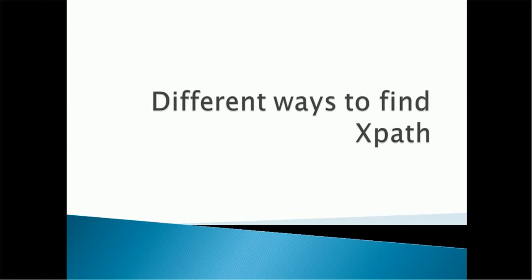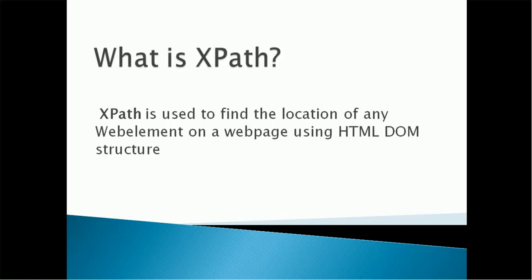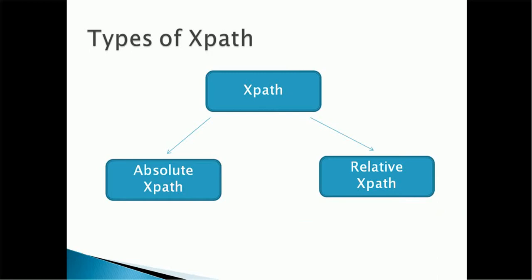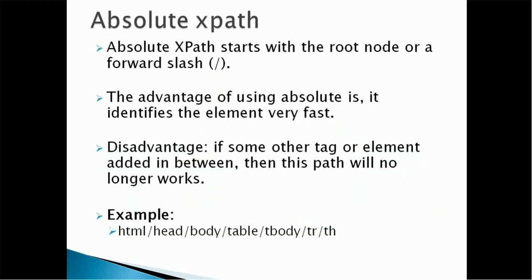Hello everyone, welcome back to Selenium Webdriver tutorial, and in this video we are going to see different ways to find XPath. So what is XPath? XPath is used to find the location of any web element on a web page using HTML DOM structure. There are actually two types of XPath. One is absolute XPath and another one is relative XPath.